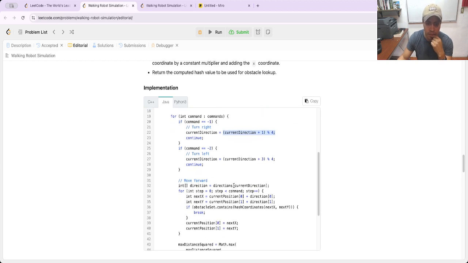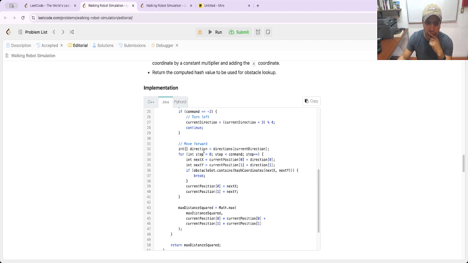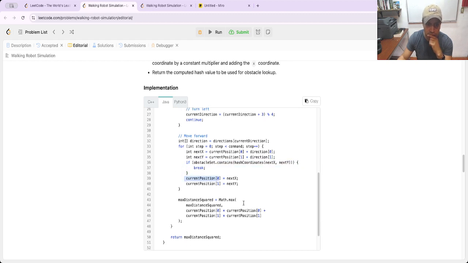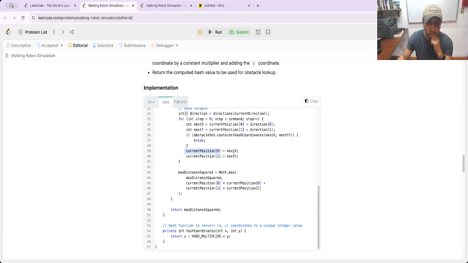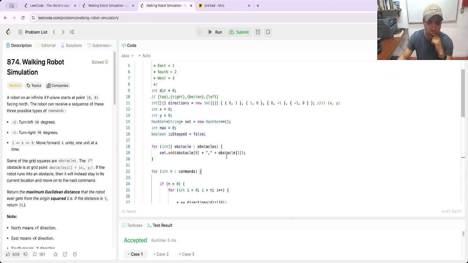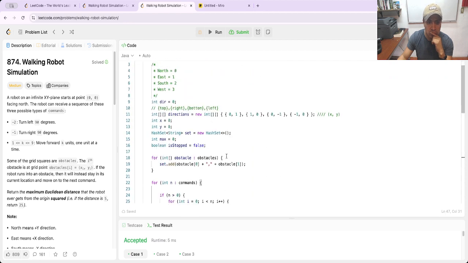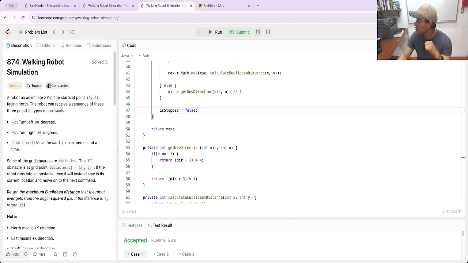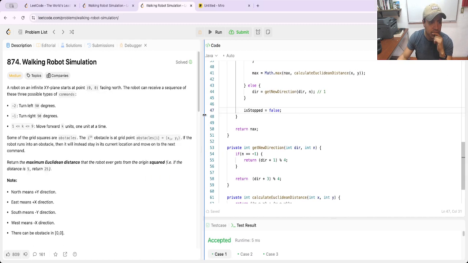Okay, and move forward: direction, current direction, step command. Basically it's the same as what I am using, but in my case I am increasing or decreasing. Well, it was very, very similar to my solution.